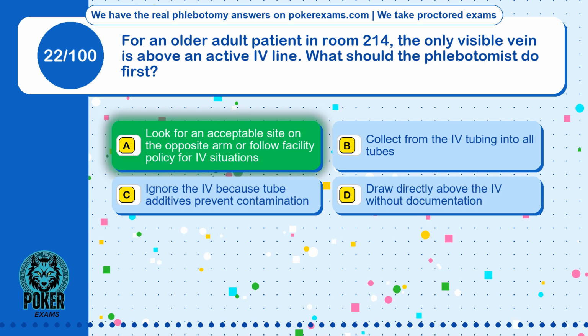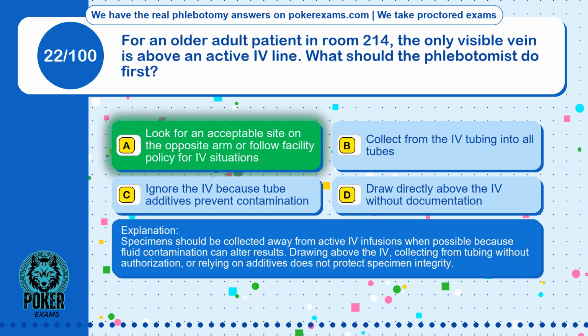The correct answer is option A. Look for an acceptable site on the opposite arm or follow facility policy for IV situations. Specimens should be collected away from active IV infusions when possible because fluid contamination can alter results. Drawing above the IV, collecting from tubing without authorization, or relying on additives does not protect specimen integrity.